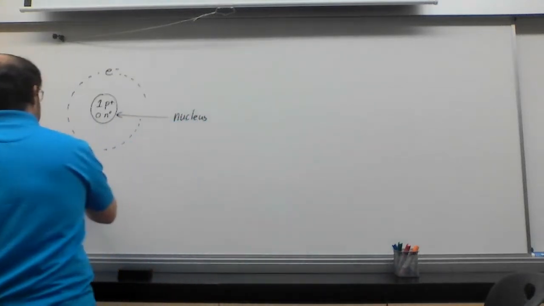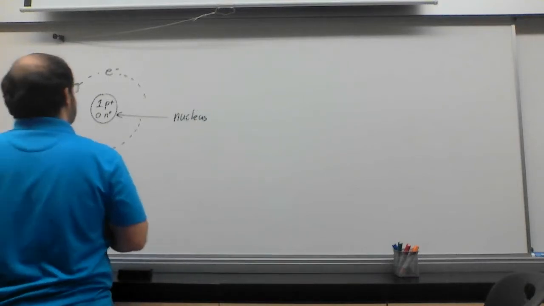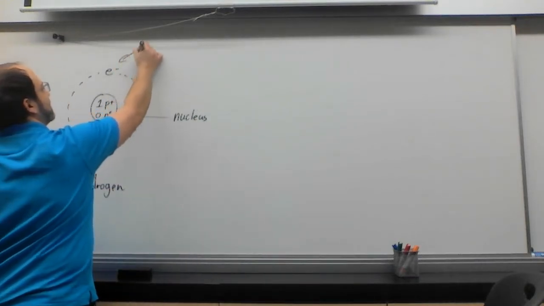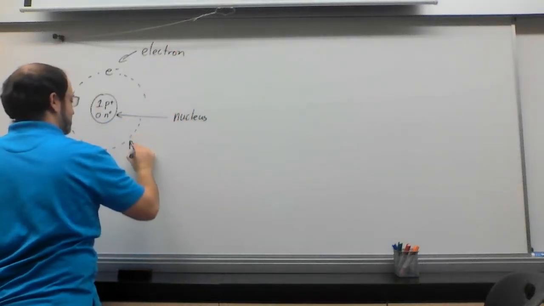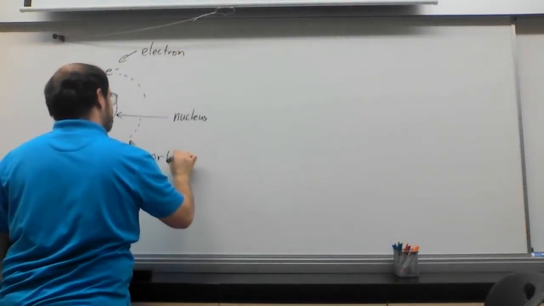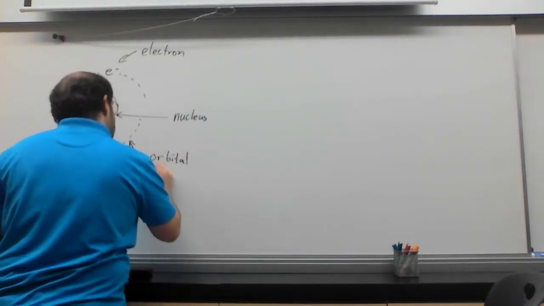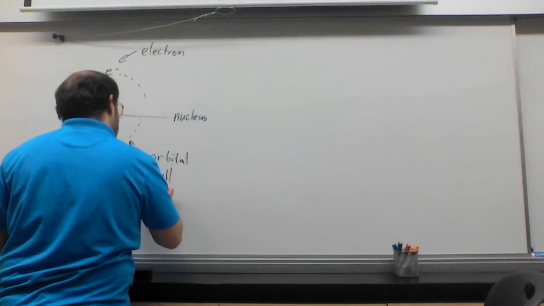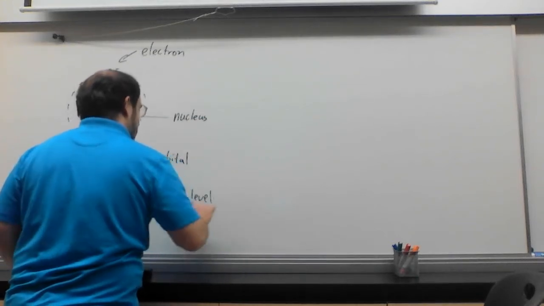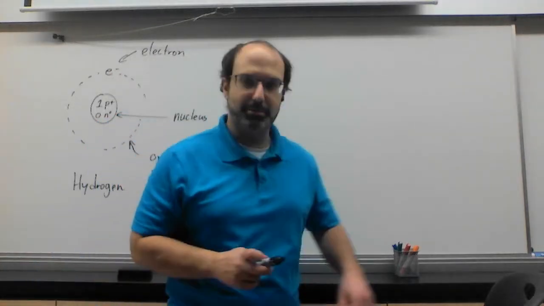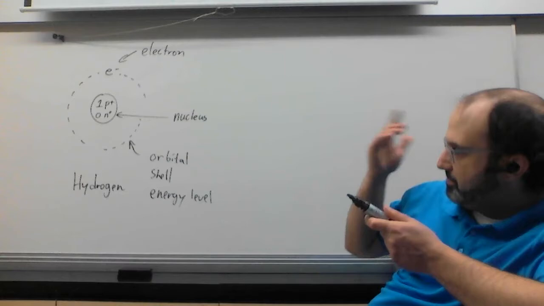So we've got here our hydrogen. And we see here, of course, we've got our electron. And this is going to be our orbital. Now, again, orbital, or we could call it a shell, or we could call it an energy level. All of these mean the same thing. Orbital is probably the most common that you're going to hear anyway. Now, okay, fine, that's hydrogen.